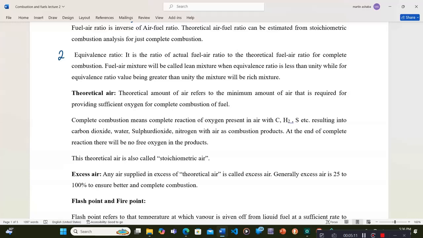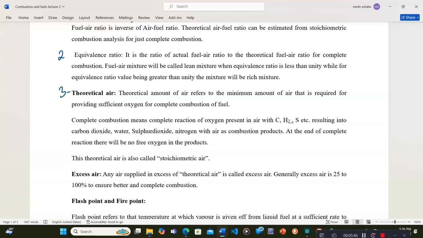What about theoretical air? The theoretical air is that minimum amount of air that is able to provide sufficient oxygen for complete combustion of the fuel. So you need to understand that the minimum amount of air sufficient to provide complete combustion of fuel is called theoretical air. Complete combustion means complete reaction of all the oxygen present in the air.